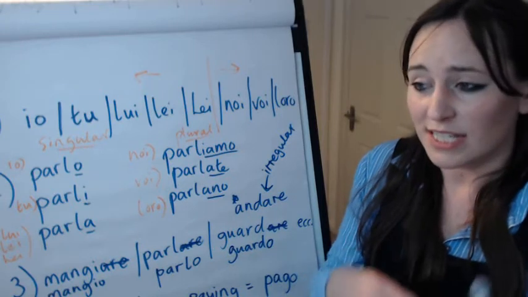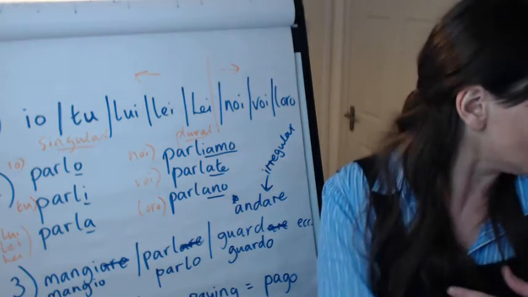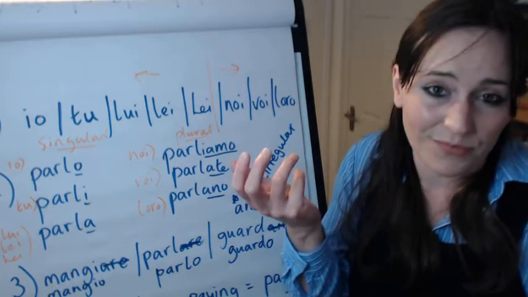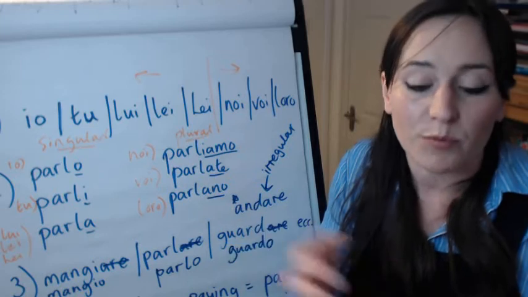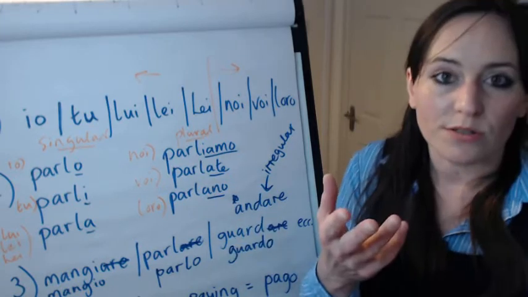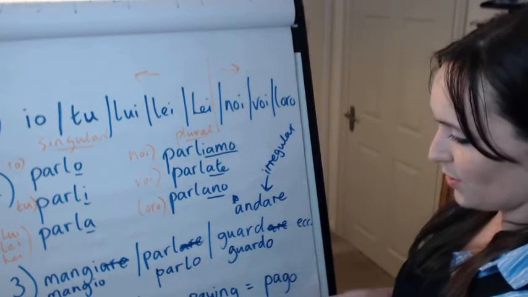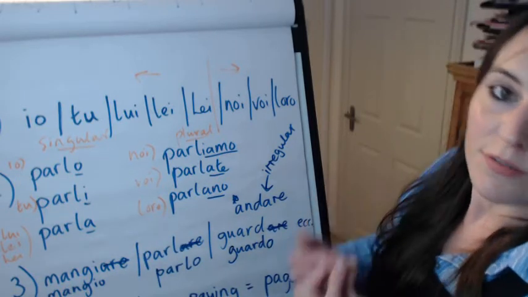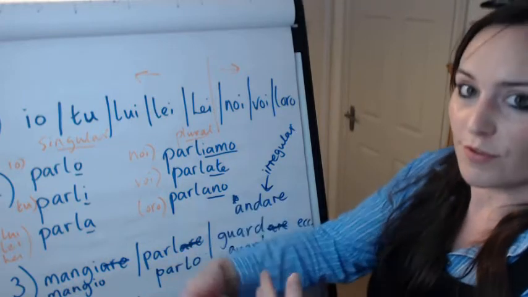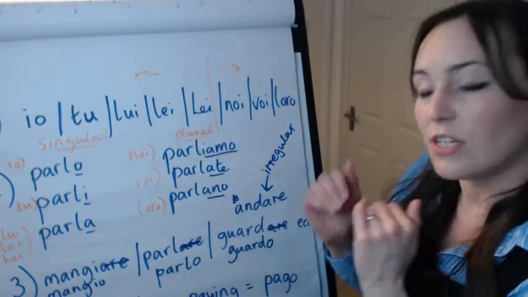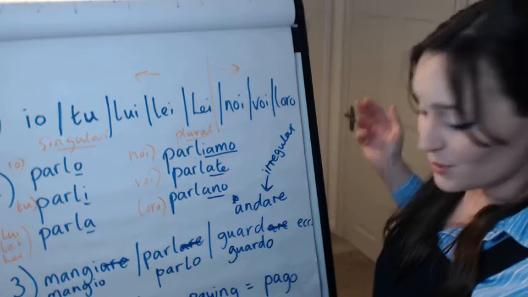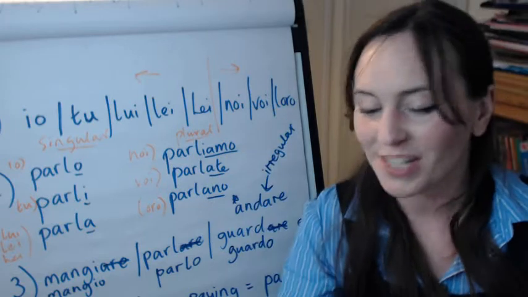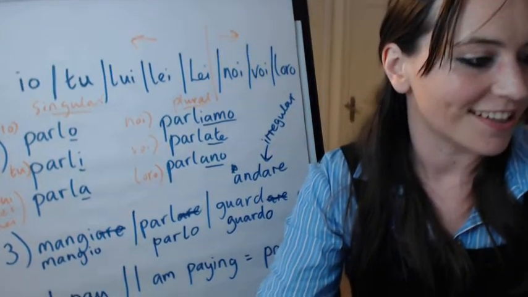And it can also translate as the present continuous. I don't have an apple here, but if I had an apple, I could bite into it and say, mangio una mela, I'm eating an apple. Guardo questo, I'm looking at this. It's something I'm currently doing. I am verb-ing. That structure in English is just the present tense. In Italian, it's super easy. Okay, last one. I think we might just make less than an hour.